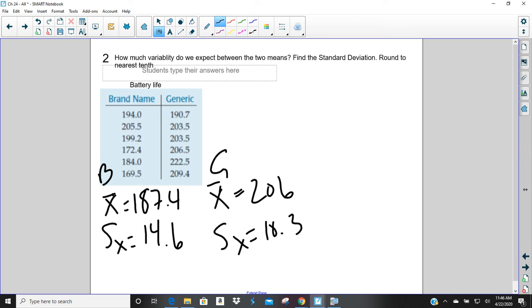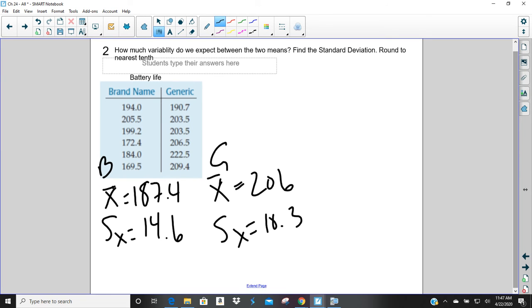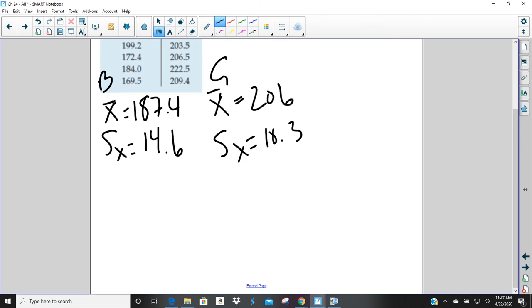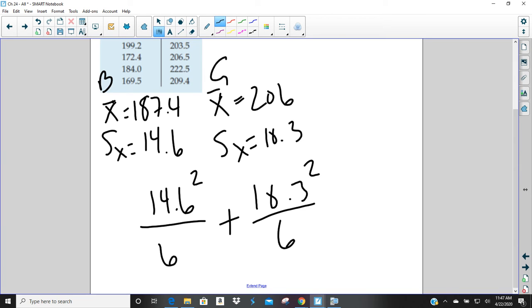So the question is, how much variability do we expect between the two means, between the difference between them? So let's do the math. So we have 2, 4, 6 numbers in each. So I'm going to do, for the brand name, it doesn't matter the order, 14.6 squared over 6 things plus 10.3 squared over 6 things, all under the square root.